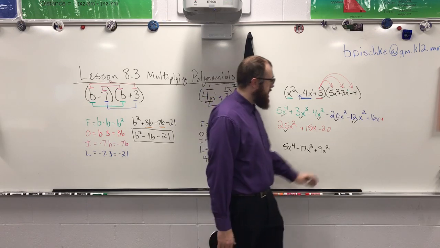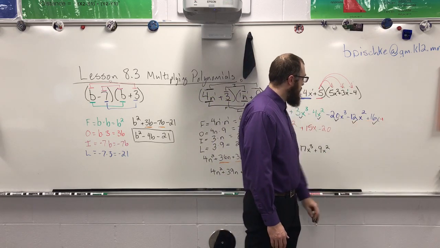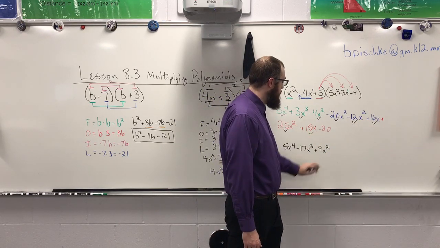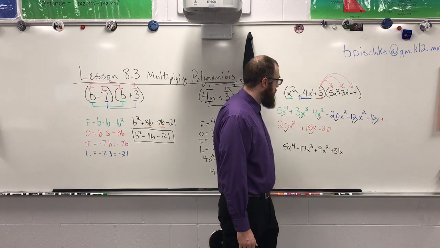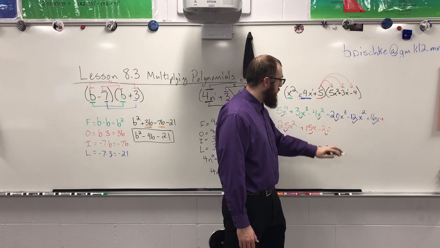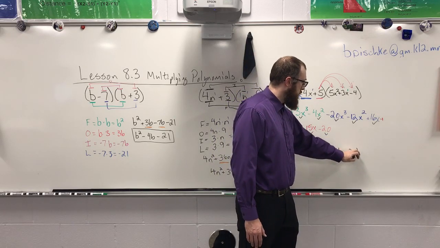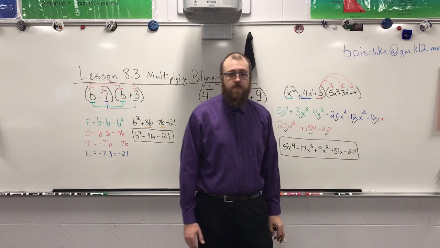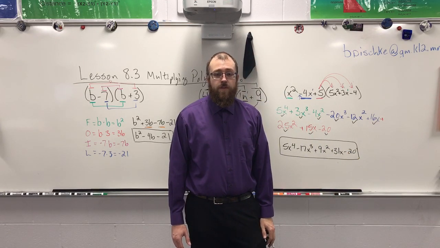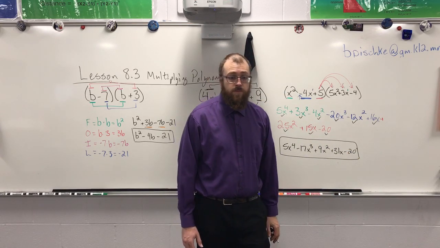Cruising on down the list, I have a couple of x's, 16x here and 15x there makes 31x. And I only have one constant, negative 20. And that problem is completed. Hopefully you were able to push through that with me.